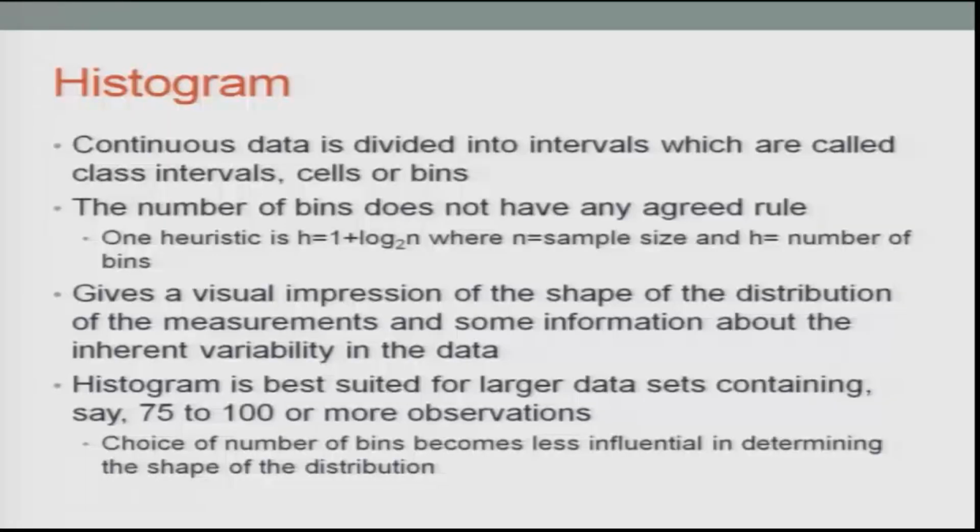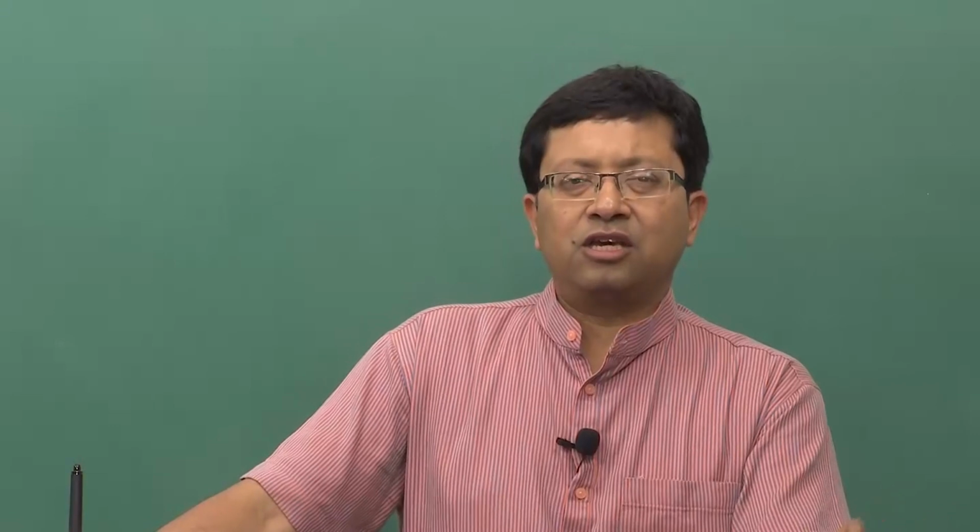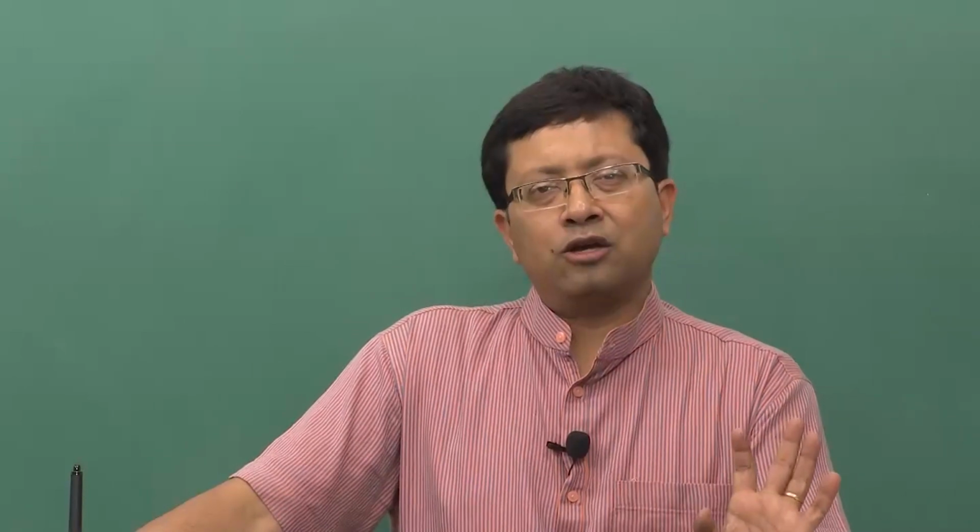A histogram is best suited for a large data set, considering, for example, 75, 100, 105 or 110 data points. The choice of the number of bins then becomes less influential in determining the shape of the distribution. The larger the data size is, the more they will slowly turn out to be a normal distribution. This is the concept of the so called central limit theorem, which I am just mentioning. It will be taken up later on as required.